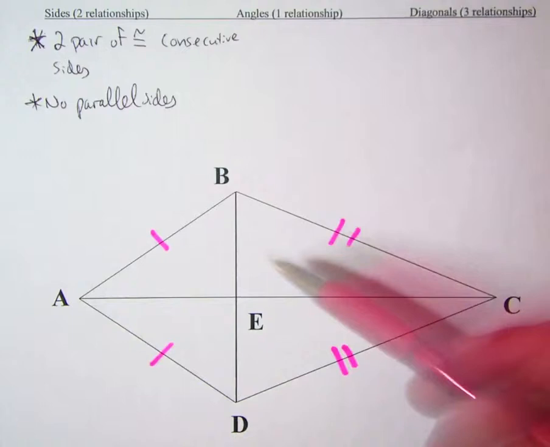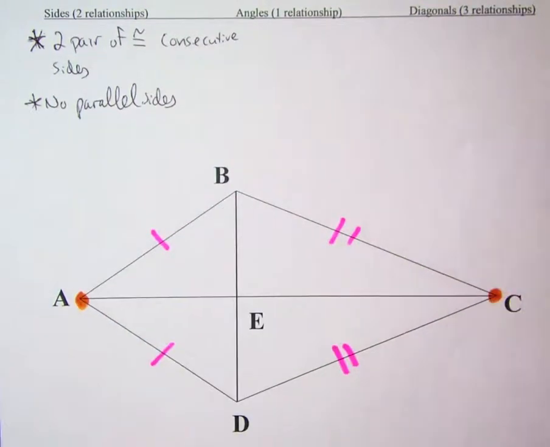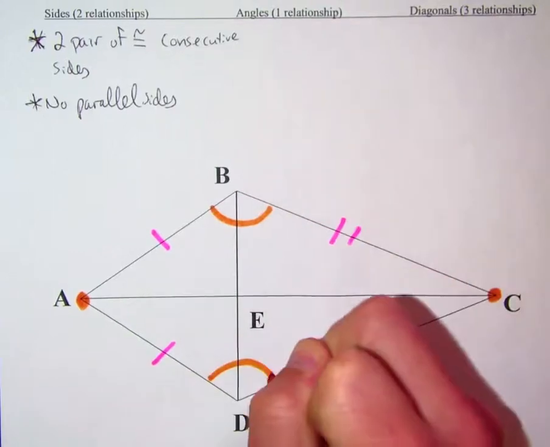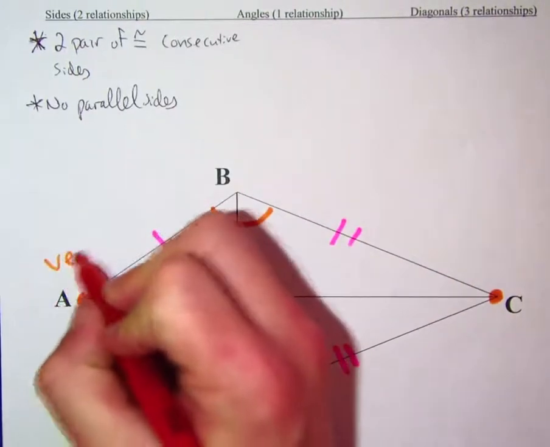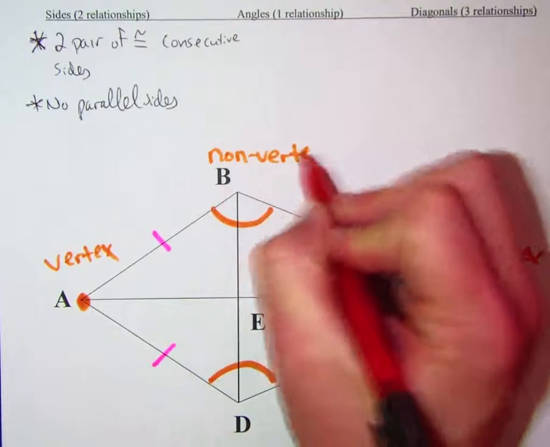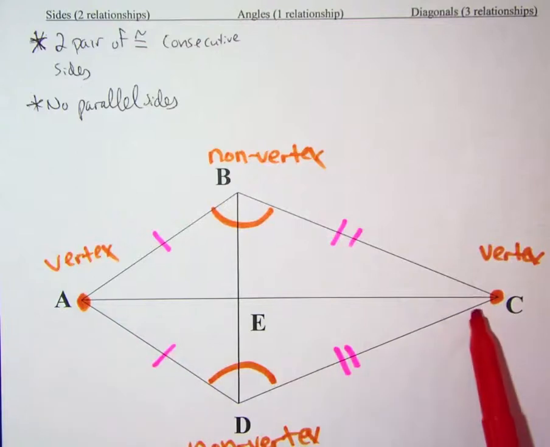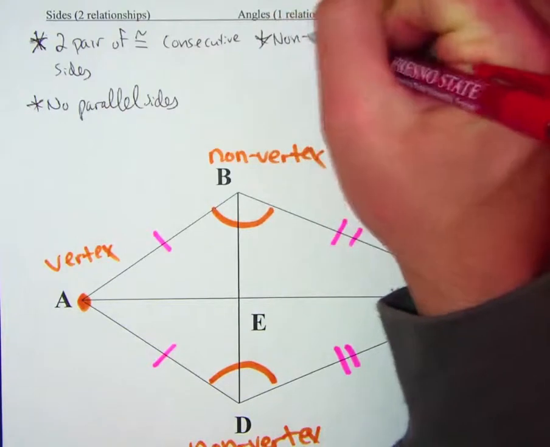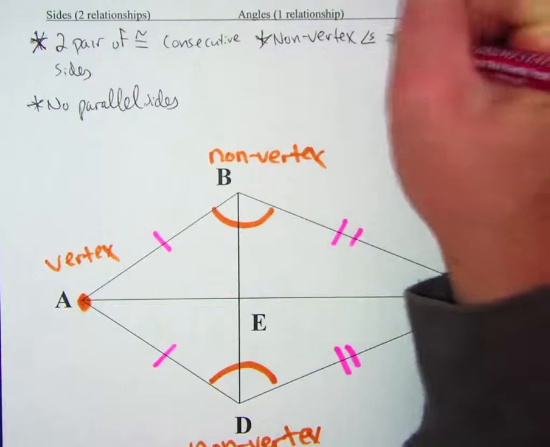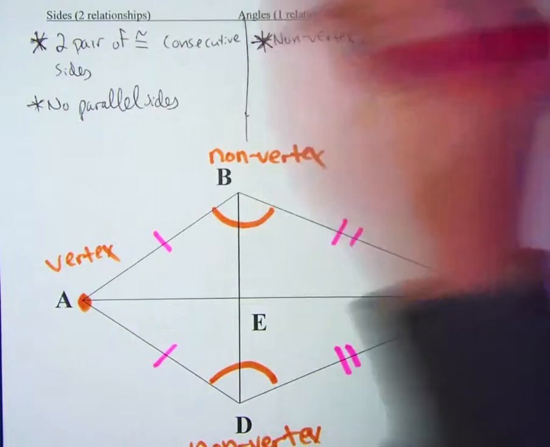Now, if we look at the angles, there's actually a lot going on. Okay, these guys right here, I like to dot my vertex and arc the non-vertex angles. So this is the vertex angle, this is a vertex angle, this here is a non-vertex angle, and this is a non-vertex angle. You can see the vertex angles, they're not the same. The non-vertex angles, however, are. So the main relationship here is that non-vertex angles are congruent. Okay, that's the big thing we've got going for us there.